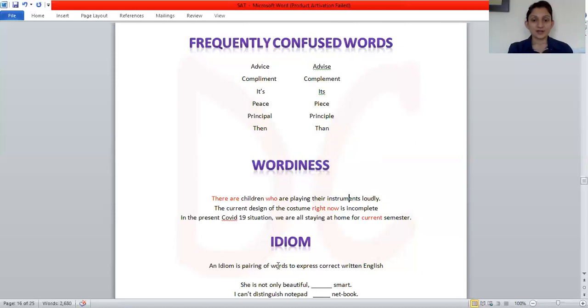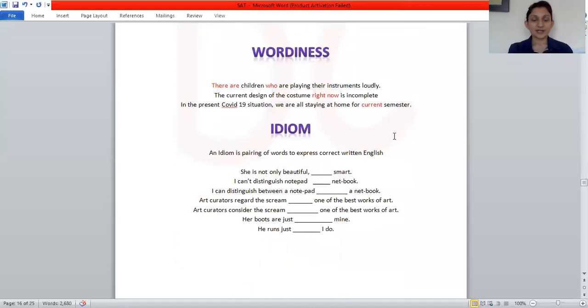Now let's look at idioms. We've discussed idioms in a few videos earlier, like in the parallel structure video, I already told you about idioms, but let me just give you a recap. Idioms are words that go together. If you're using one word, the other has to be used, which goes along with this word.